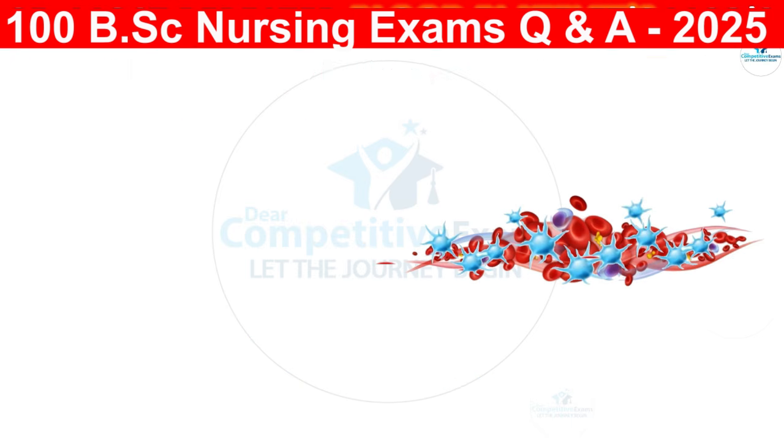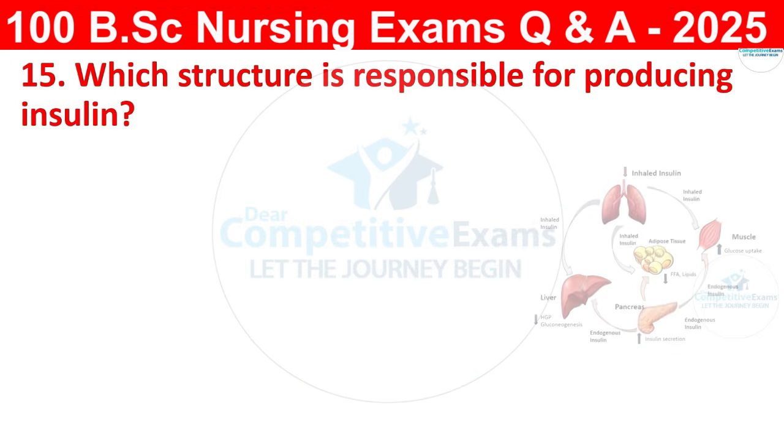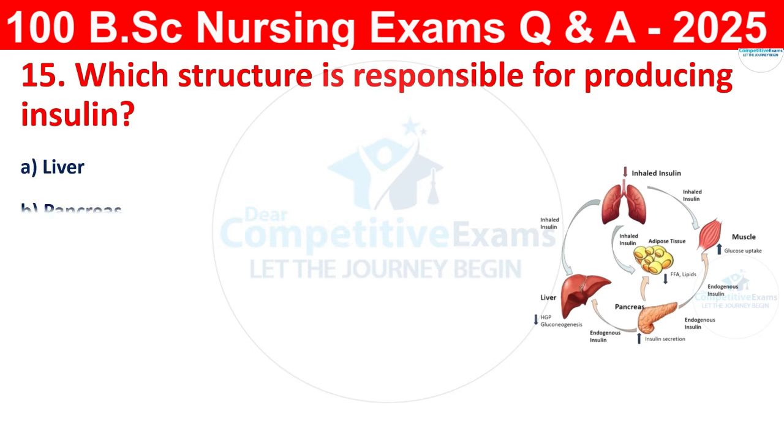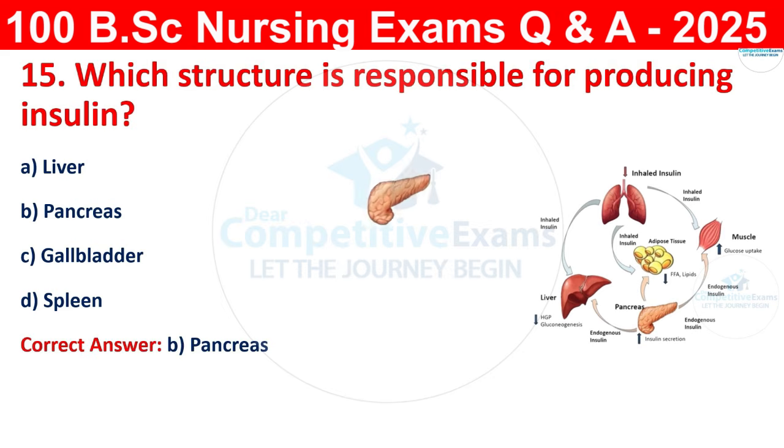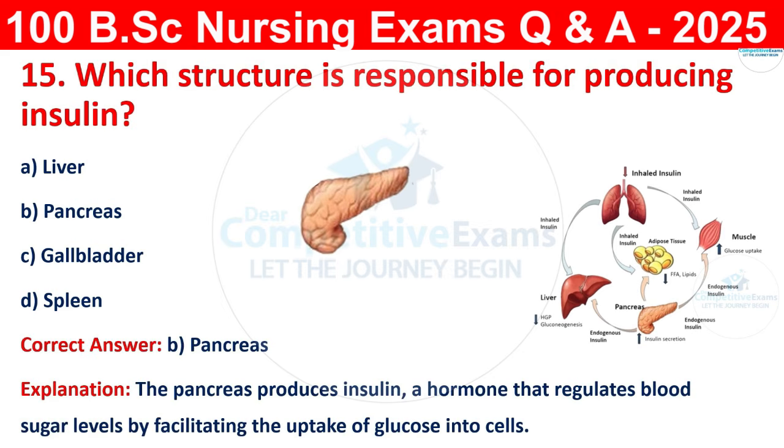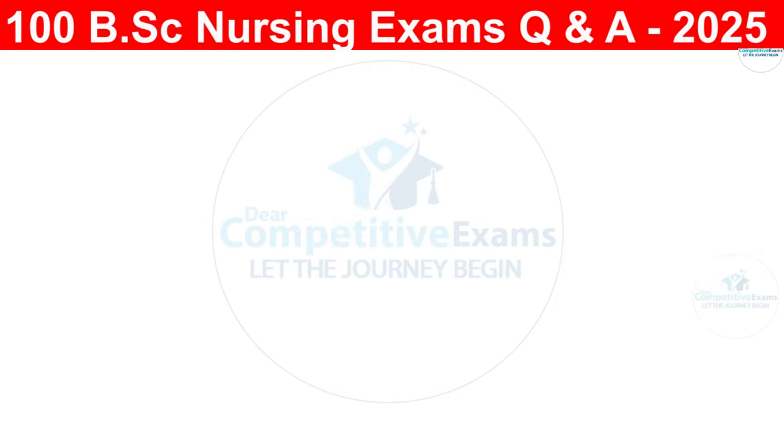Question number 15. Which structure is responsible for producing insulin? The options are liver, pancreas, gallbladder, or spleen. And the correct answer is B, that is pancreas. The pancreas produces insulin, a hormone that regulates blood sugar levels by facilitating the uptake of glucose into cells.